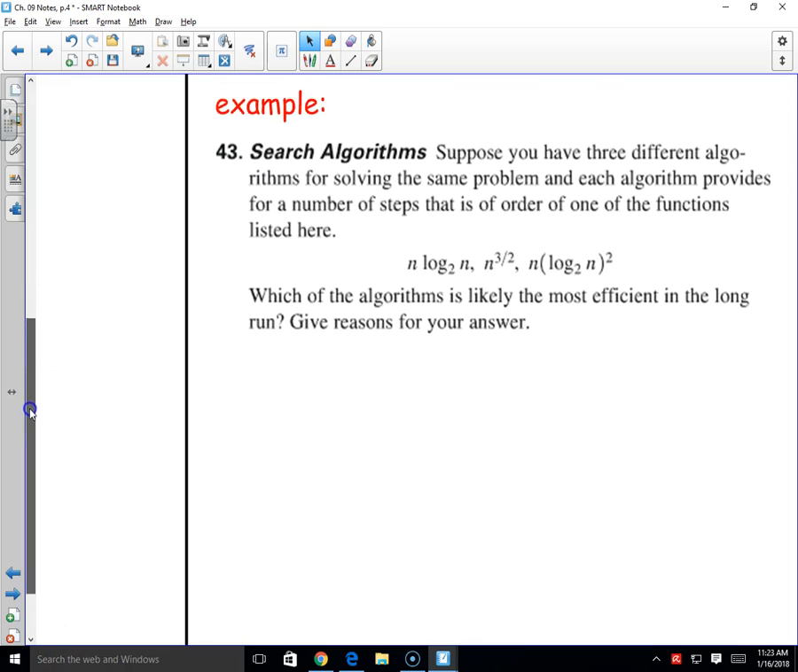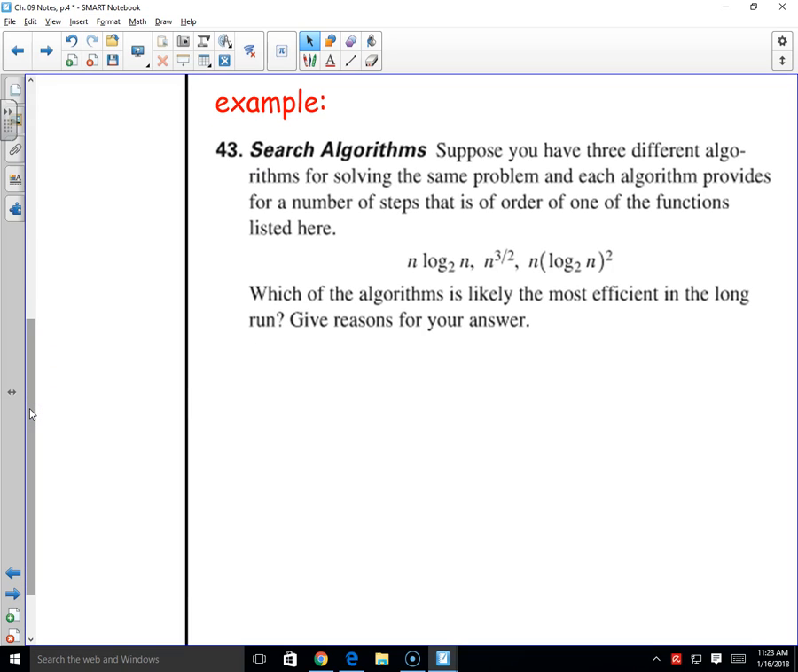I appreciate it. So we have 3 different algorithms for solving the same problem. Each algorithm provides for a number of steps that is, okay, here's the key for what you were asking, Kyle. The number of steps is symbolized by the order of these functions. So this isn't saying people's rating of the program. This isn't saying how much the programmer likes. This is exactly how many steps it's taking to accomplish the task. So of course we want the slower one, aka the smaller one, aka the fewer steps necessary.